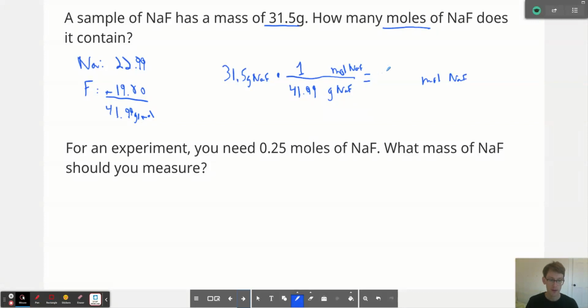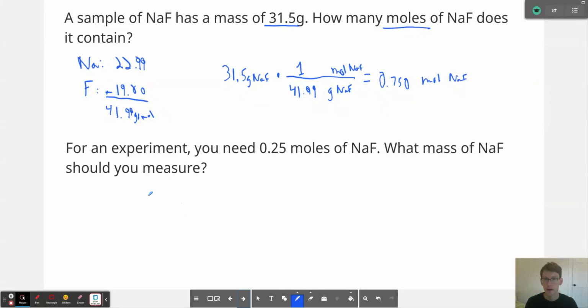And so if I do the arithmetic out, I find that the sample contains 0.750 moles of sodium fluoride with the correct number of sig figs. I'll note that, as promised, the limiting factor here on sig figs is not the molar mass, because it never will be. It is the measurement given.